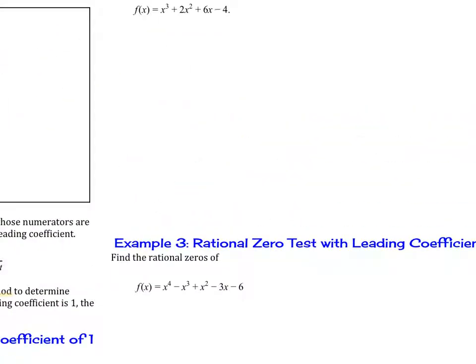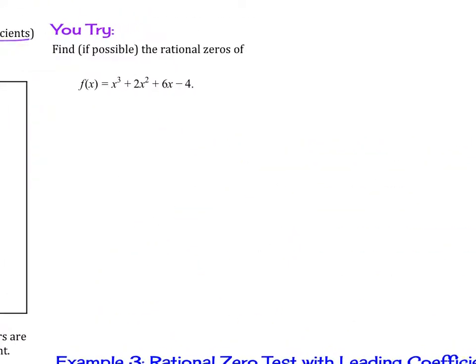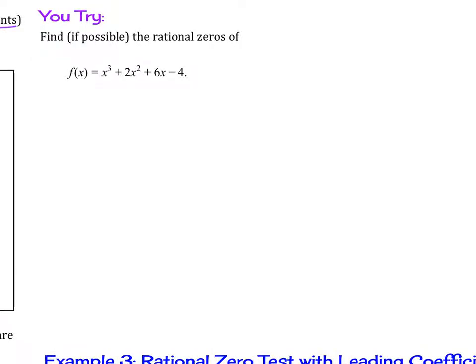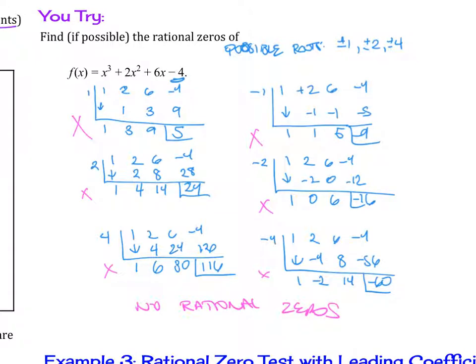Okay, so I want you to try out this example here. Find if possible the rational zeros of x cubed plus 2x squared plus 6x minus 4. First, you need to list the possible roots by doing p over q. In this case, it's just the constant. So list the possible roots, and then go ahead and try them out and see what you get. If you tried this out, you would notice that none of them work, so we have no rational zeros.